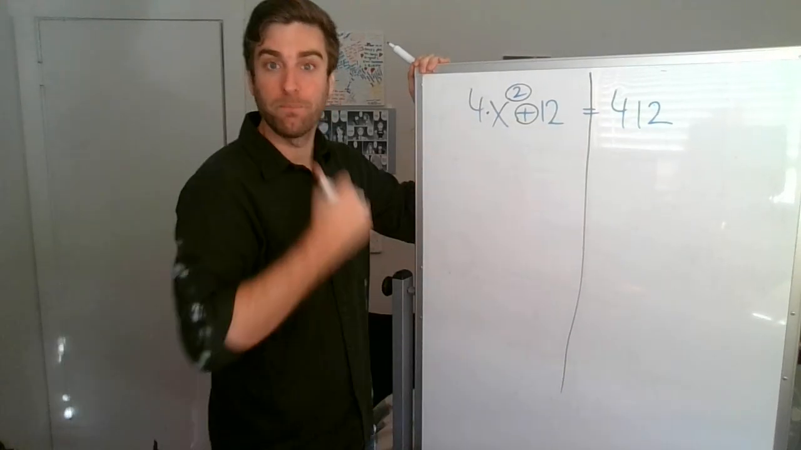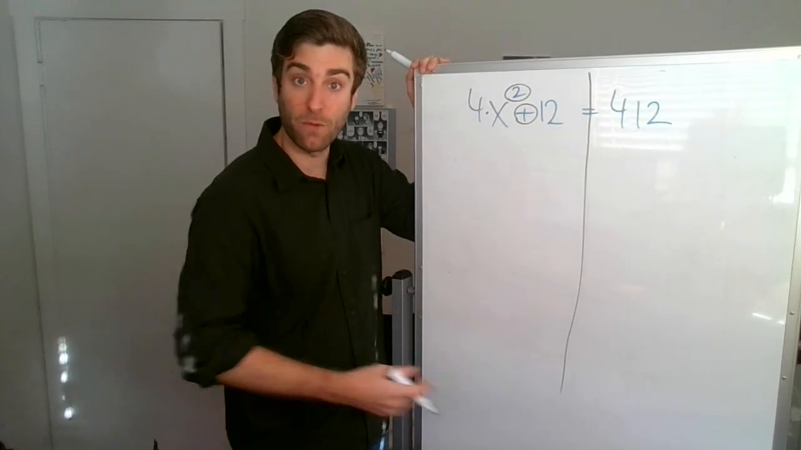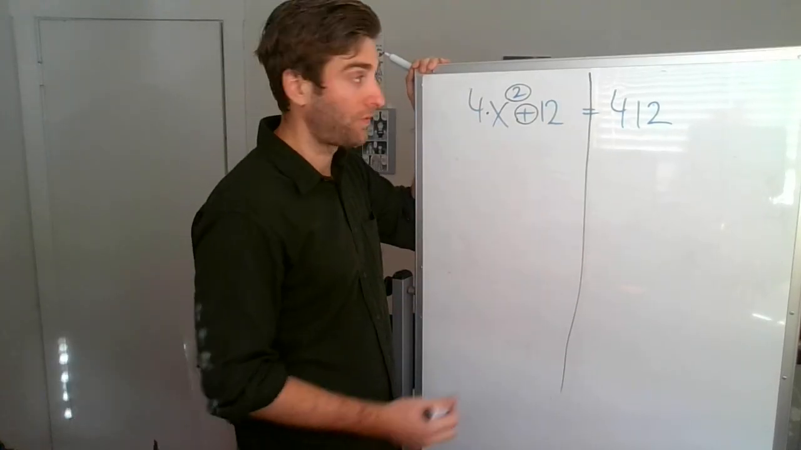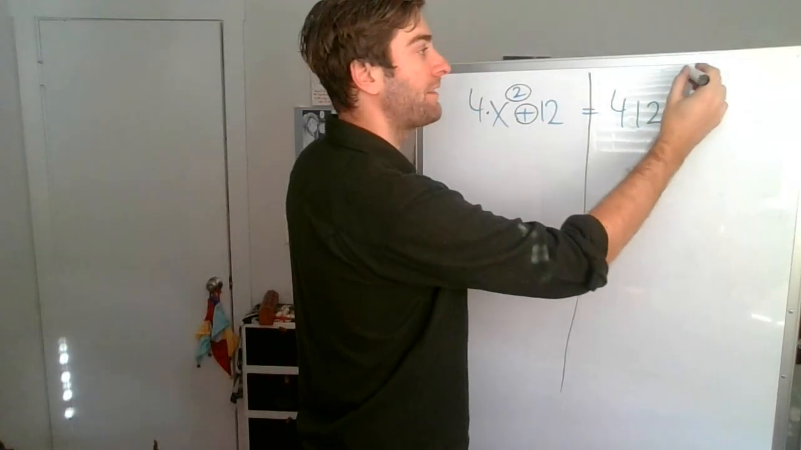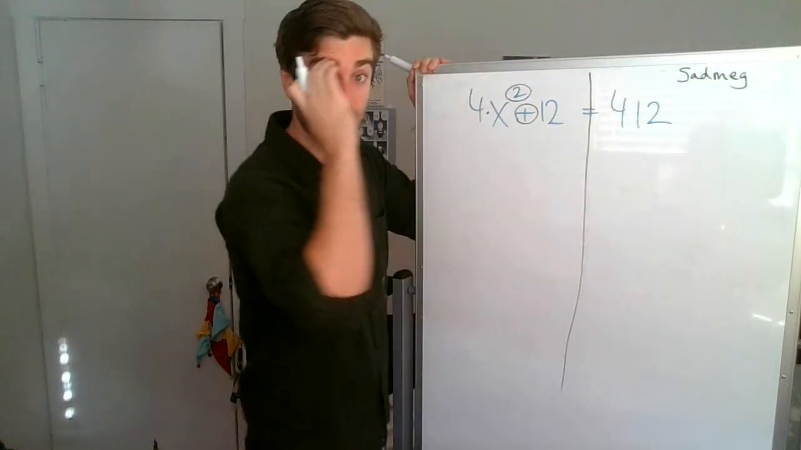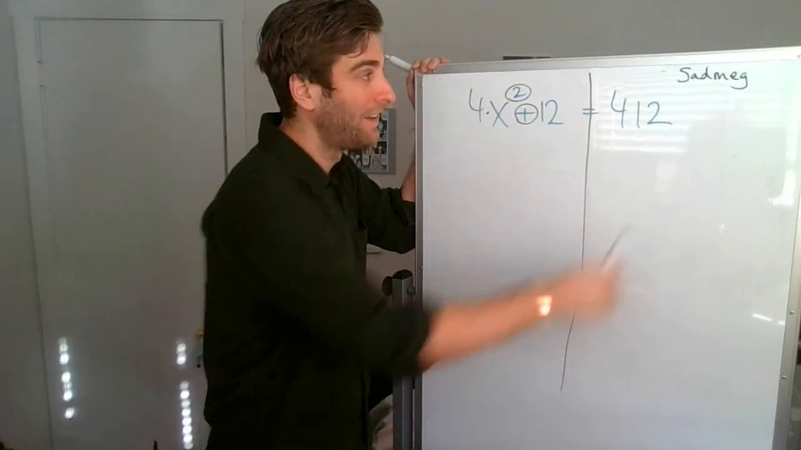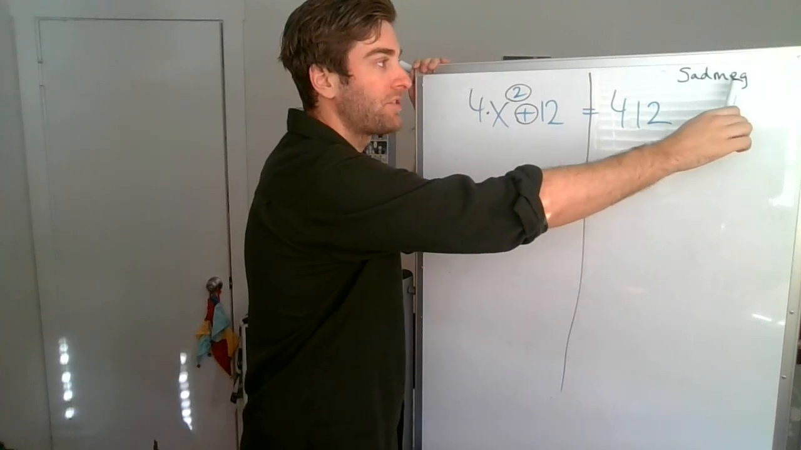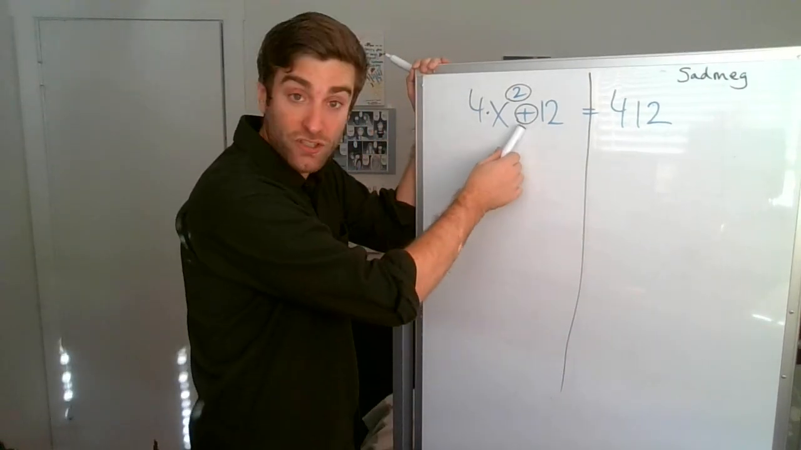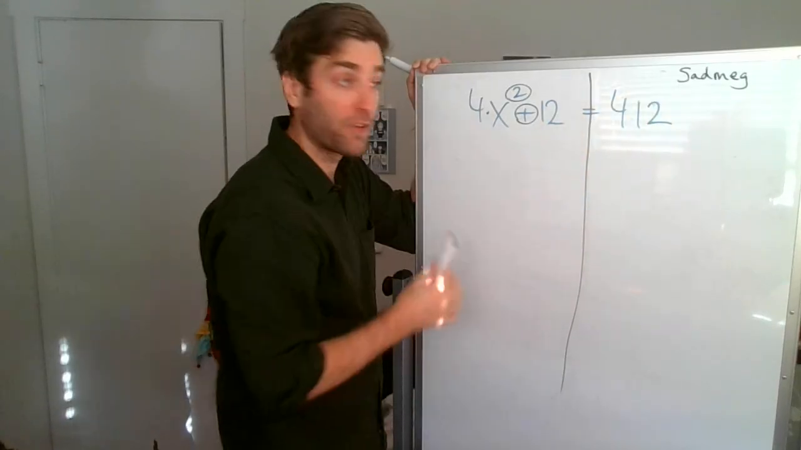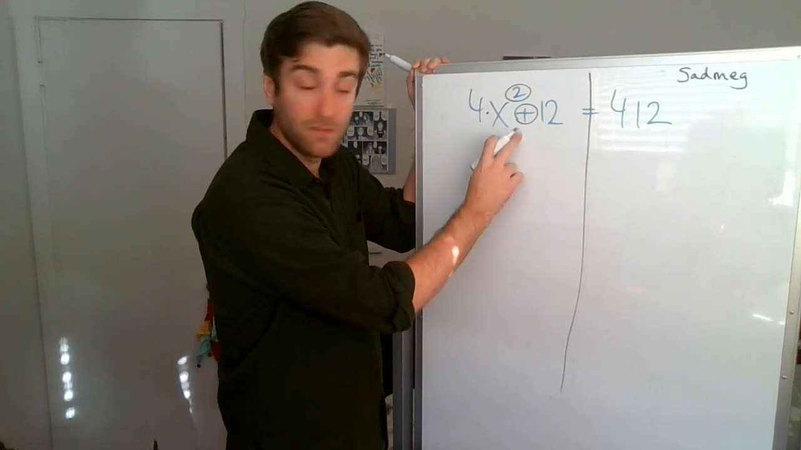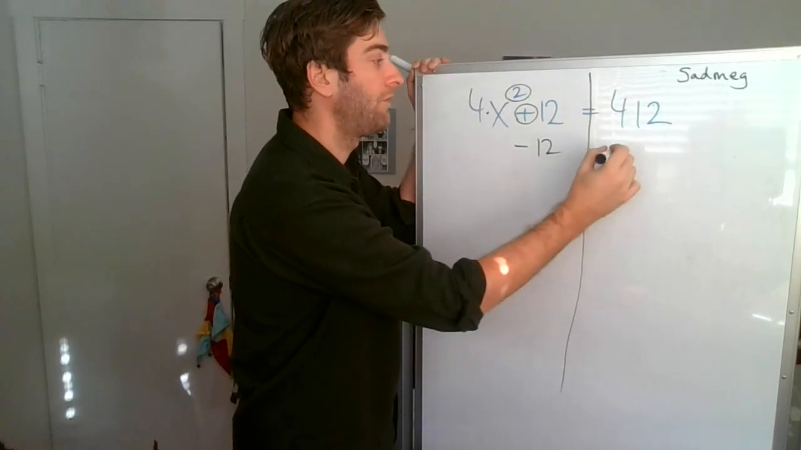We're going to undo them piece by piece, and we're going to do it in that order that is opposite the regular order of operations. Okay, so I'm going to write down those letters again. SADMEG. Subtraction, addition, division, multiplication, exponents, and groups. So we've got addition. That's going to be our first thing to undo. So I'm going to do the opposite and subtract 12 from both sides.